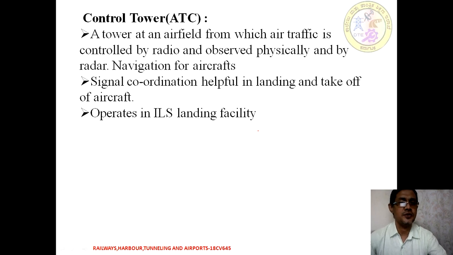The next component is ATC or control tower. As the name indicates, it controls the aircraft for the smooth operation of landing or takeoff. The tower is controlled by radio signals or radar control or ILS facility for the navigation of an aircraft. That is called a control tower or ATC, which gives coordination for the aircraft for the operation of landing or takeoff. Usually it operates with ILS, that is the instrument landing system facilities.